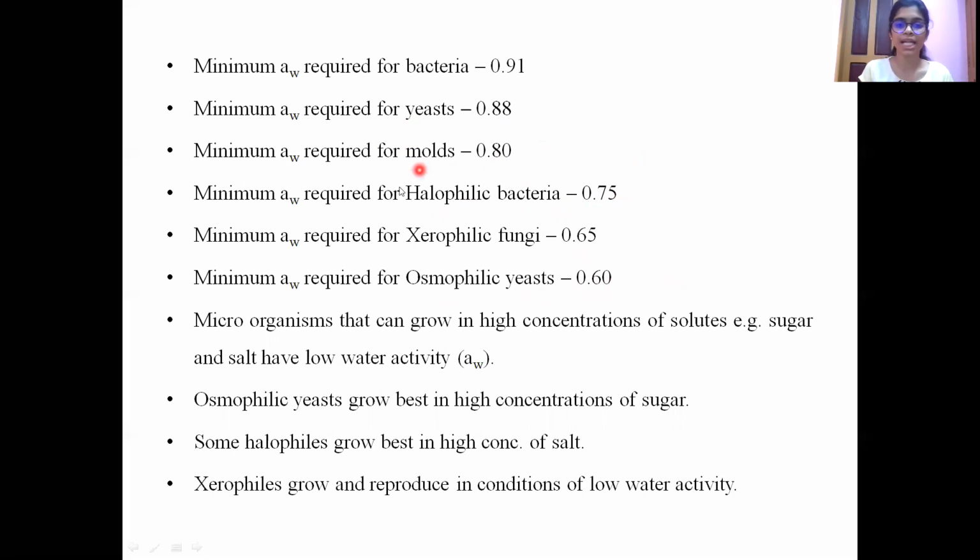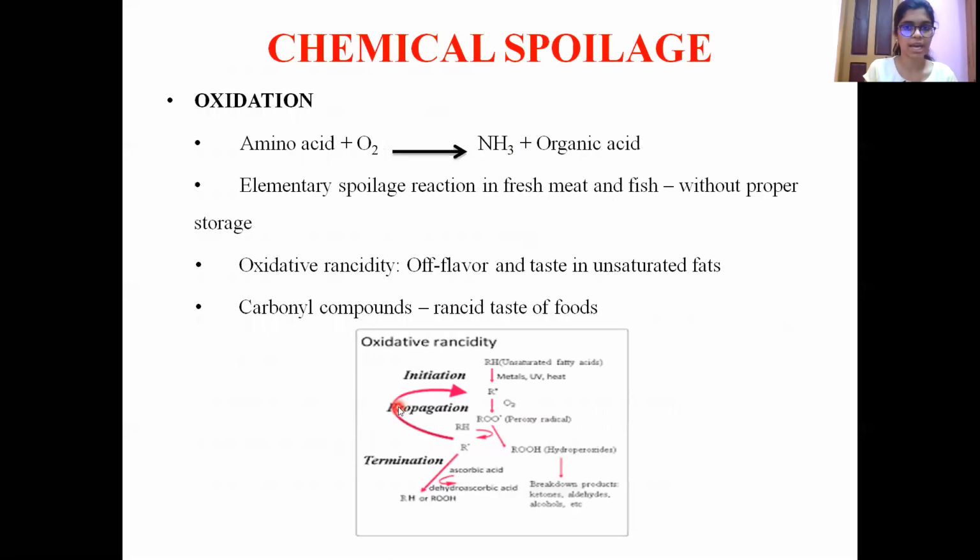Halophiles are organisms that grow very well in high concentrations of salt, whereas xerophiles require very low water content for their growth, or they can grow without water also. And osmophiles grow in high concentrations of osmotic solutions, that is sugar. So that is given in the coming lines. So we'll move on to the next slide.